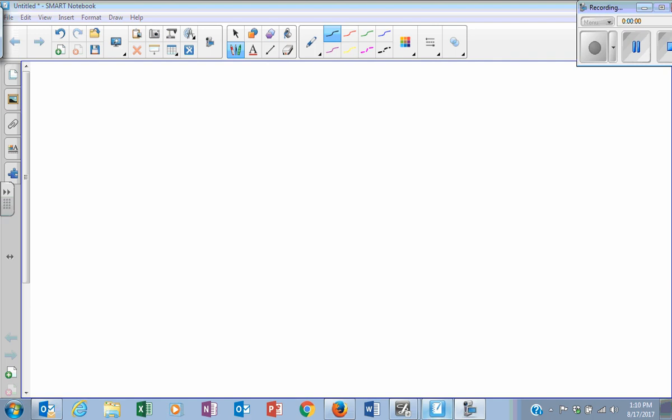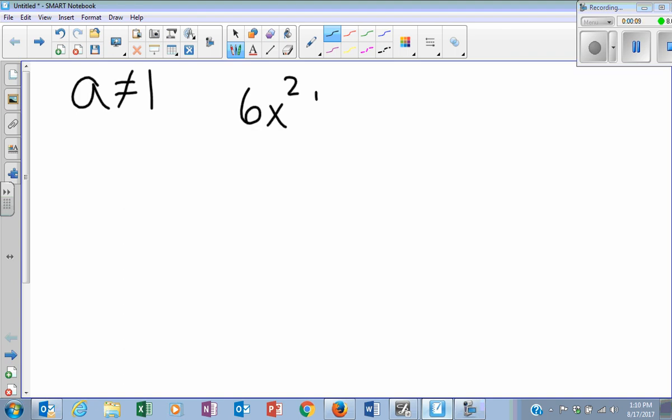Factoring when a does not equal 1. So we've got 6x squared plus x minus 15. We are going to multiply a times c. A is the first number, c is the last number. You are going to multiply those two together. And 6 times 15 is 90.